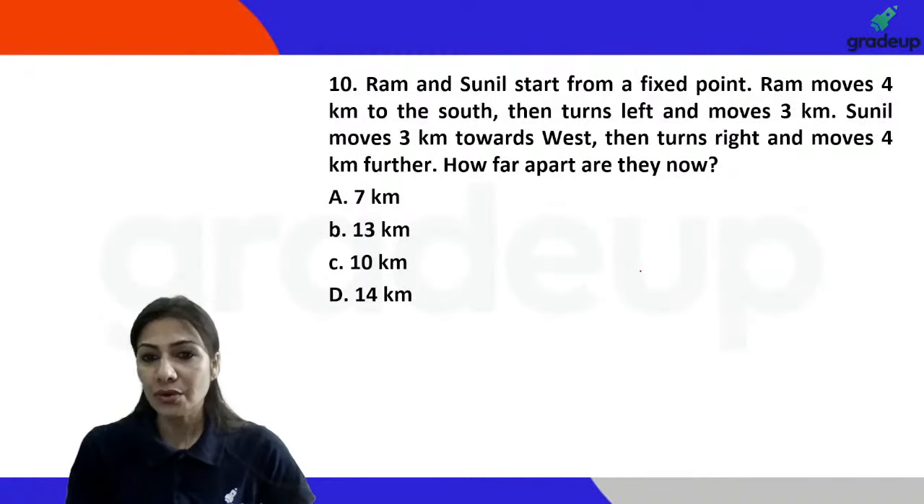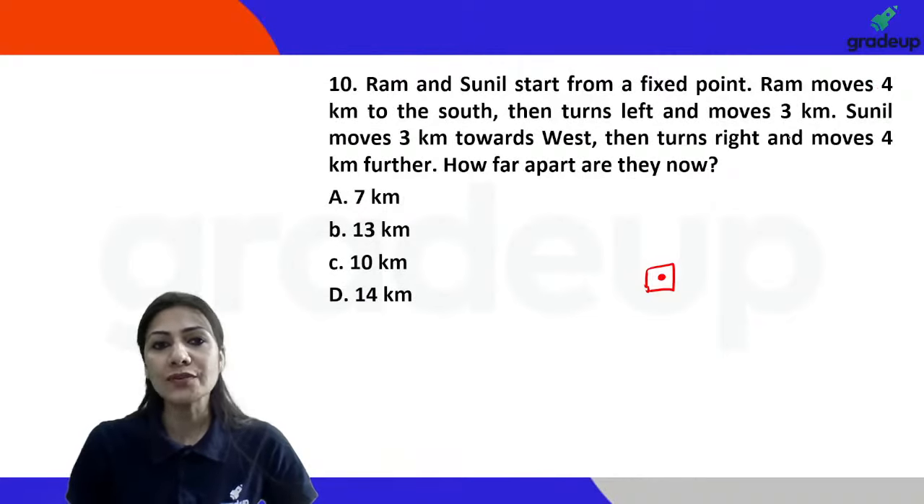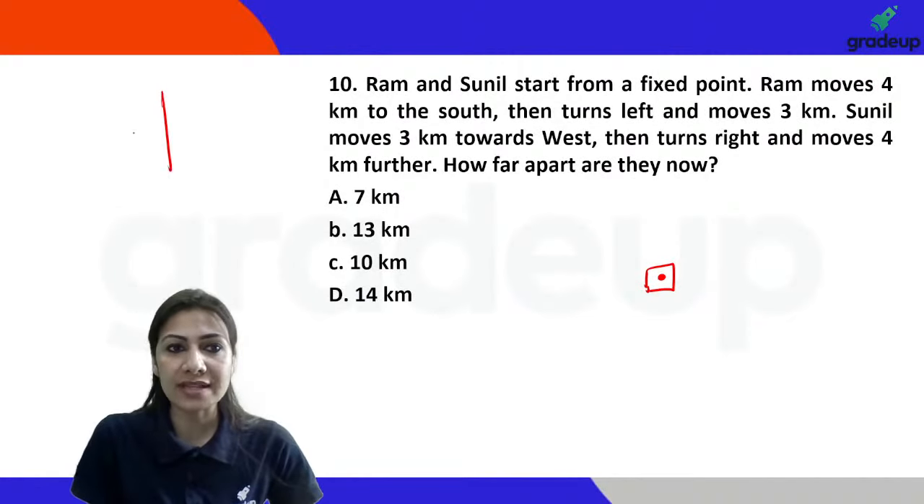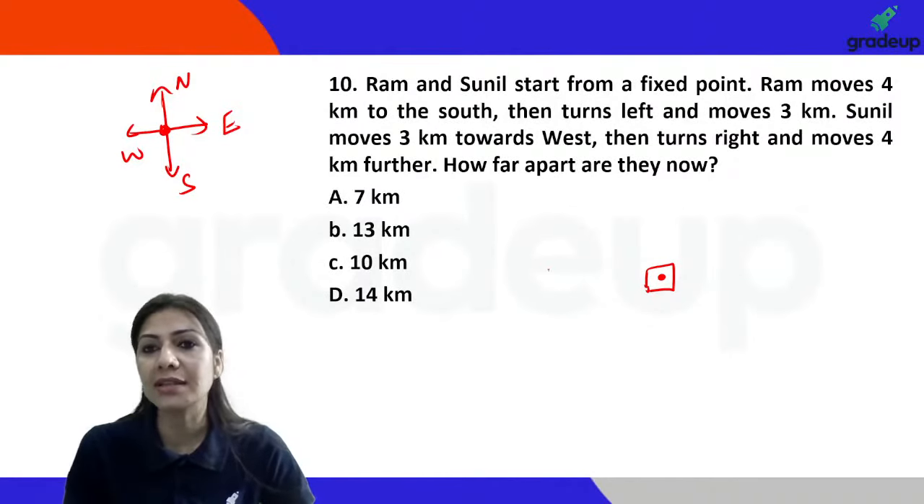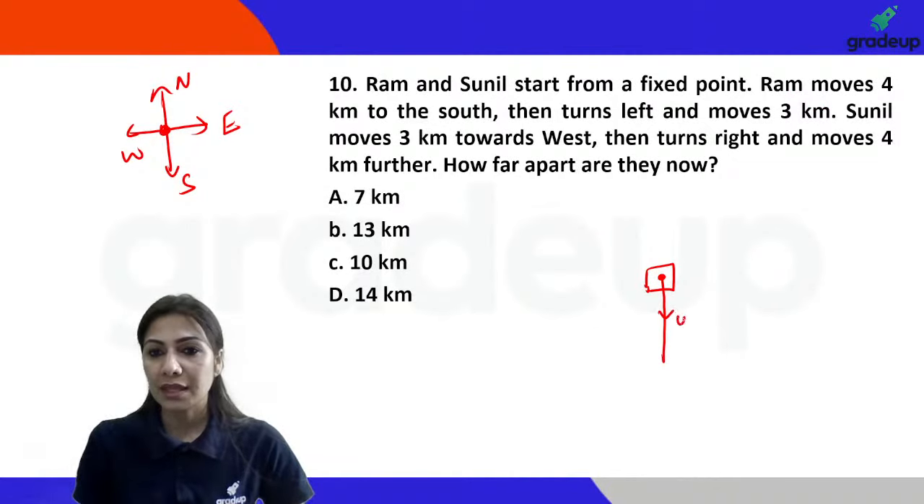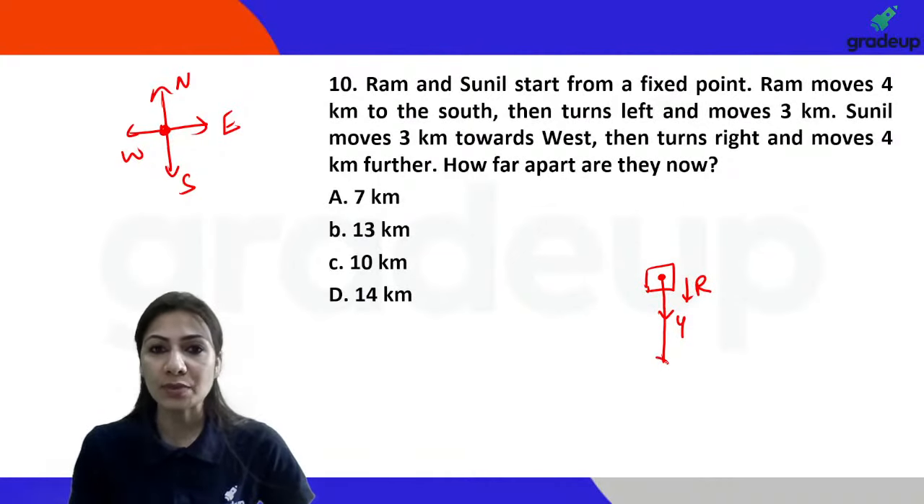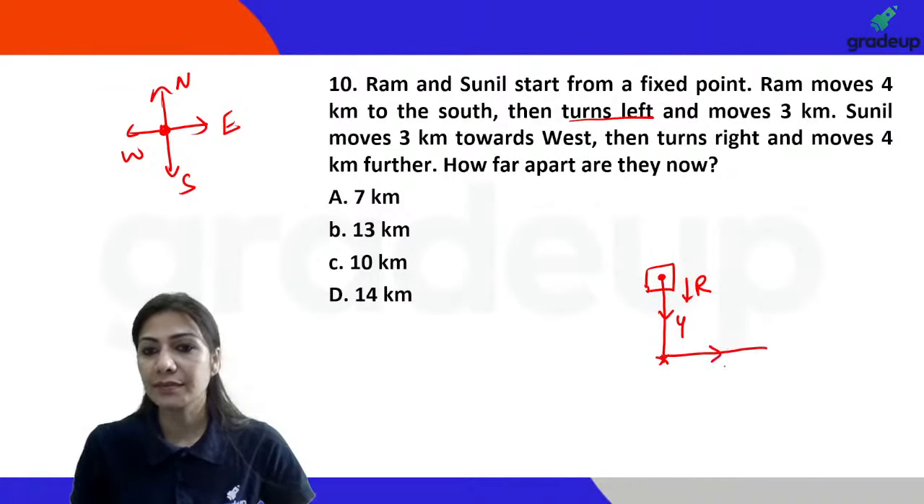Okay, so starting from a fixed point, let's say this is the point from where both are initiating. Ram moves 4 km to the south, which means this is your reference plane. The center point, this is east, this is west, upward is north and downward is south. These are the 4 major directions, correct? So we'll initiate from this point. Ram moves 4 km to the south, so let's say this is the movement of Ram. I am writing just the initial R here. Now the person is here. Then turns left. So this is the left turn, 3 kilometers. Correct. Now the person is here.